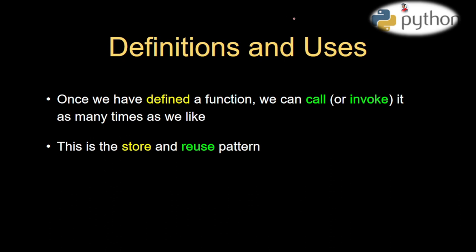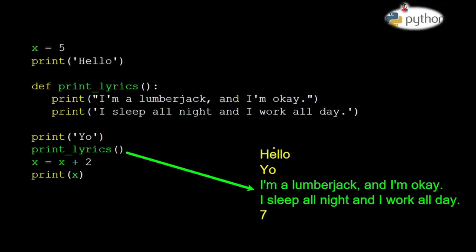Once we have defined a function, then we can call or invoke it anywhere that we want to use that function. So this is writing and storing somewhere and using it when you want to use that function or those lines of code. As you see from the previous example, x equals 5, print hello, print yo, print lyrics. This is the function definition. This is the body of the function.